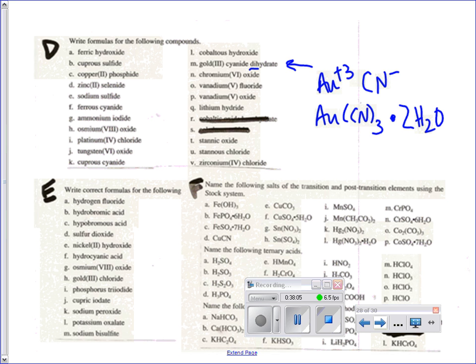All right, Ben. ZrCl4. Nice, ZrCl4. Okay, so now we're going to do these acids real quick, and then we are done. A through M on part E.